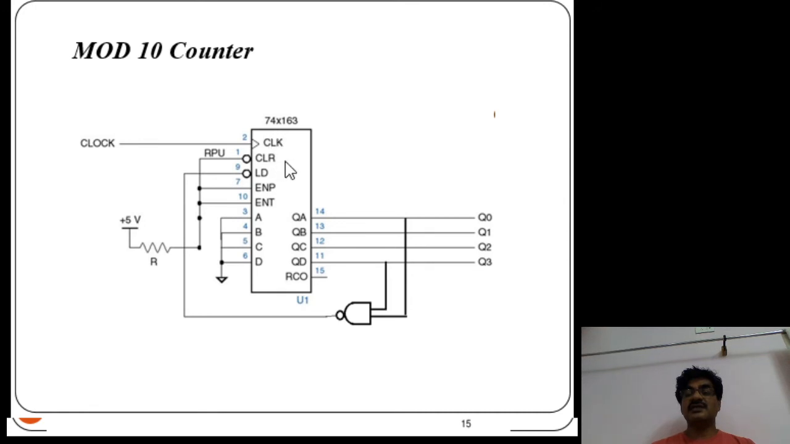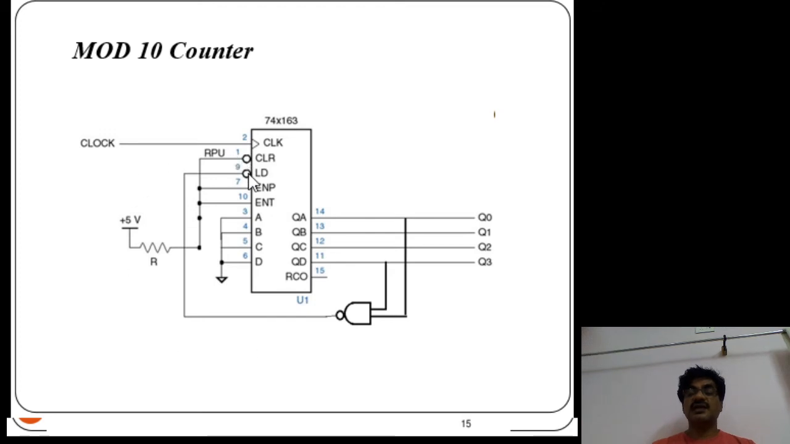Whenever the load input is 0, what is the action of IC 74163? Whatever data is on input lines A, B, C, D is loaded into the counter. Here all of A, B, C, D are at ground potential, so the data is 0, and that 0 is loaded into the register. So after 9, the next state we observe is 0. Now QA is 0, QD is also 0, hence the NAND gate output becomes 1.